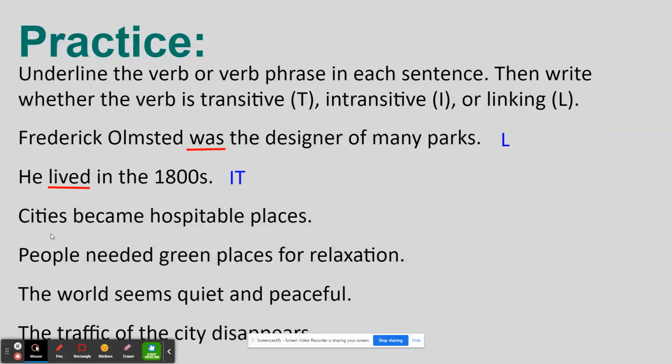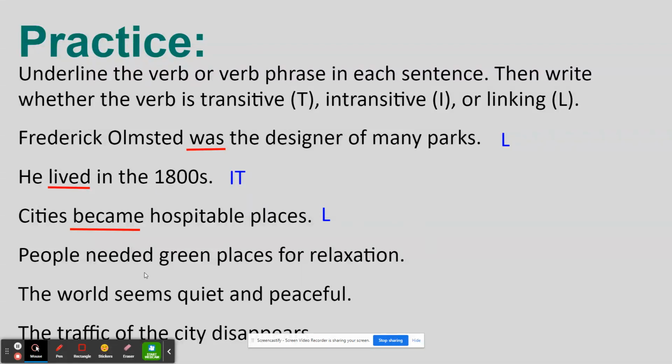Cities became hospitable places. So we've got cities did what? They became. So there is our verb. Cities became places. So what would that be? Hopefully you said that that was a linking verb because cities and places, the subject complement renaming cities, places became cities. I know that sounds weird, but that would be a linking verb between the subject cities and the subject complement places.